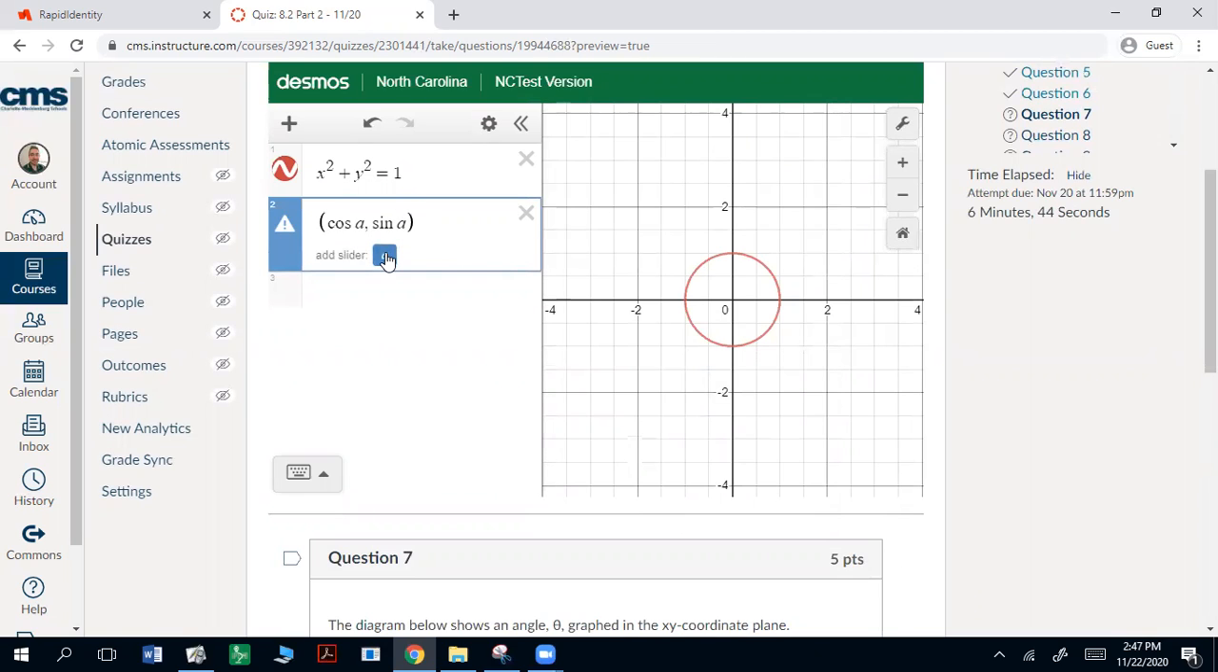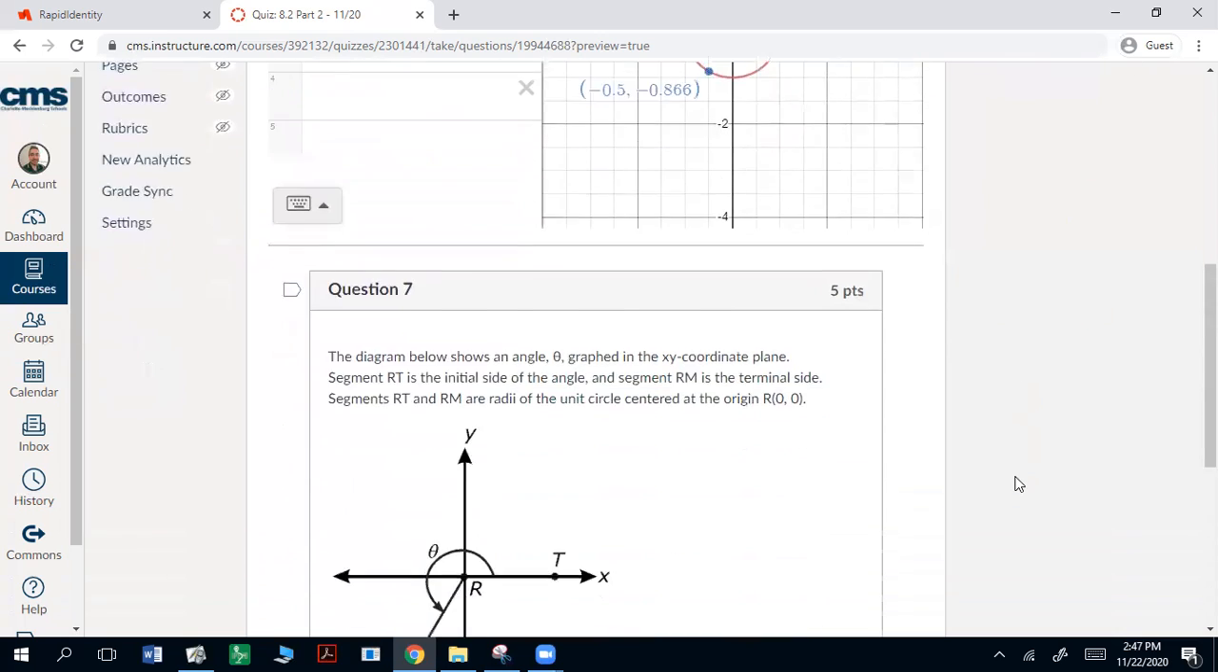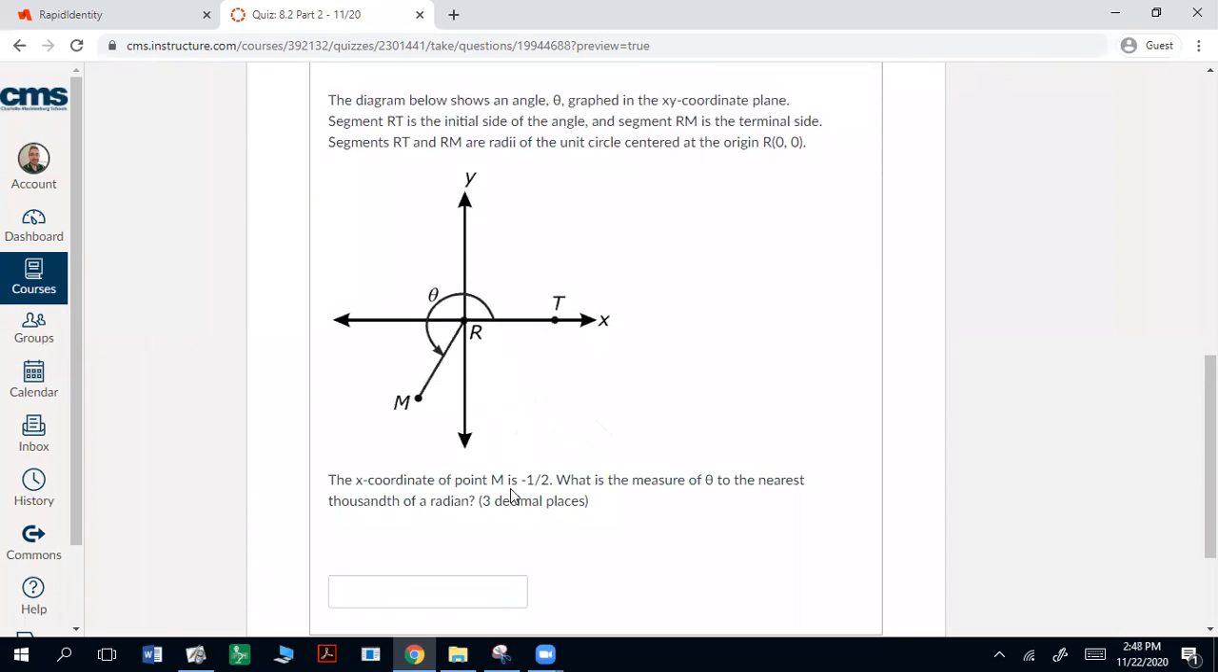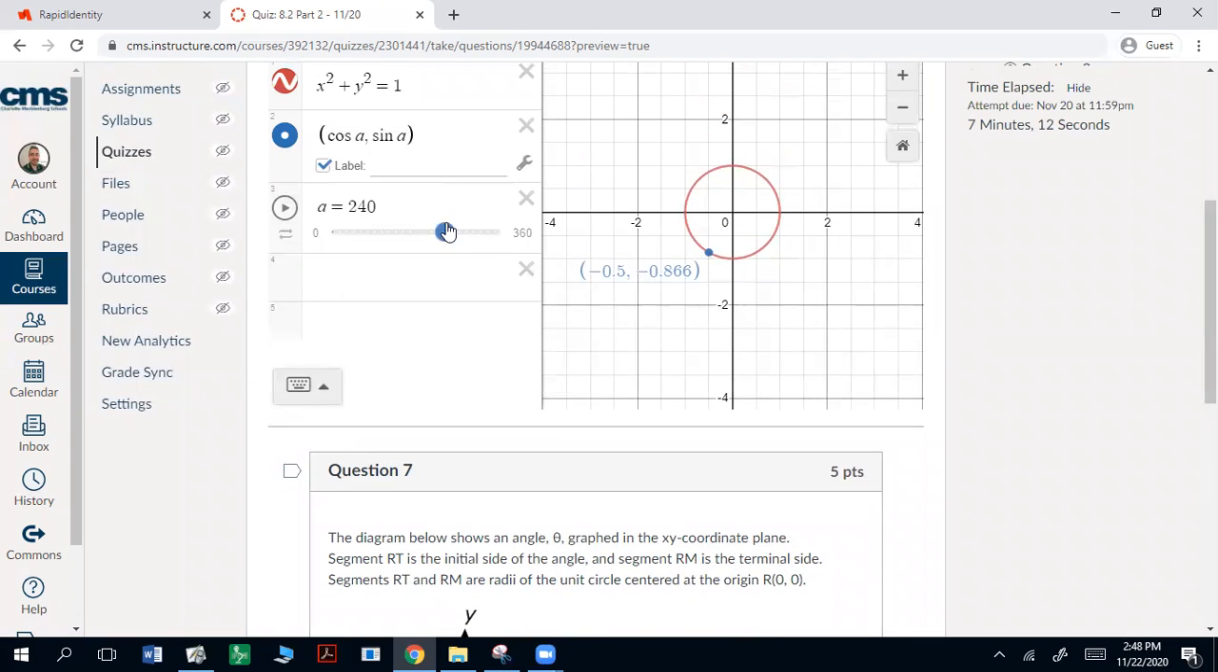Add the slider. Make it start at 0, 360, and we'll count by 15. This works every time. So if you move that up here, let me click label on there so you can see the coordinate. Right there, it looks like about where we are. Notice that the x value is -1/2 and the y value is the negative square root of 3 over 2. Well, this does say the x value is -1/2. So now we have our degree, it's 240.